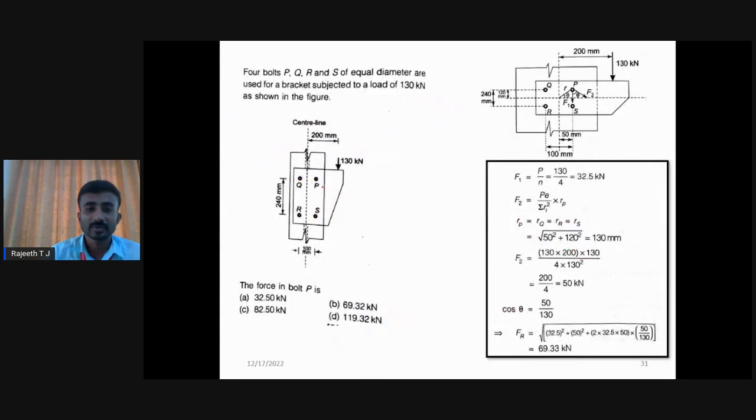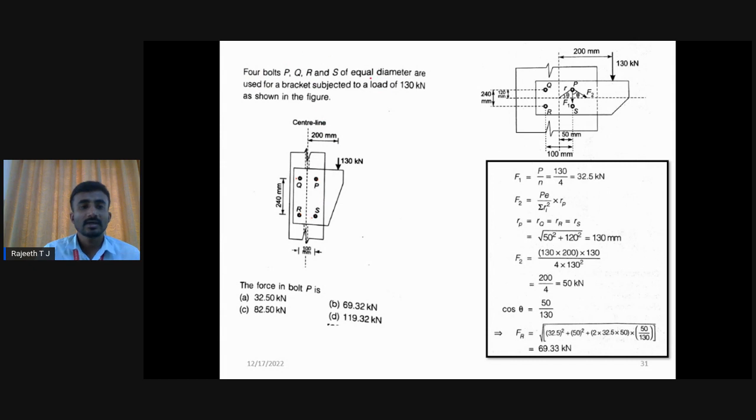If you see the next problem, it is exactly similar to the last three problems. They may ask again the 2 marks question from this type of questions, but you should know how to calculate R value, F1, F2 here. If you know those things, you can immediately calculate the answers. Now we'll read the question. 4 bolts PQRS.